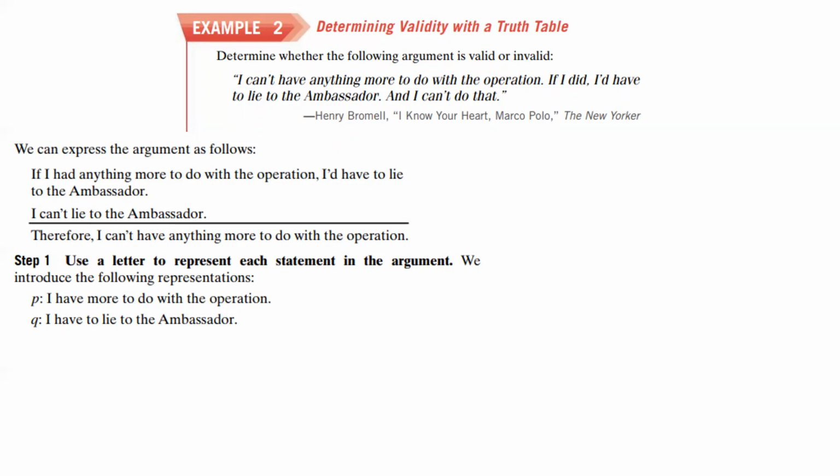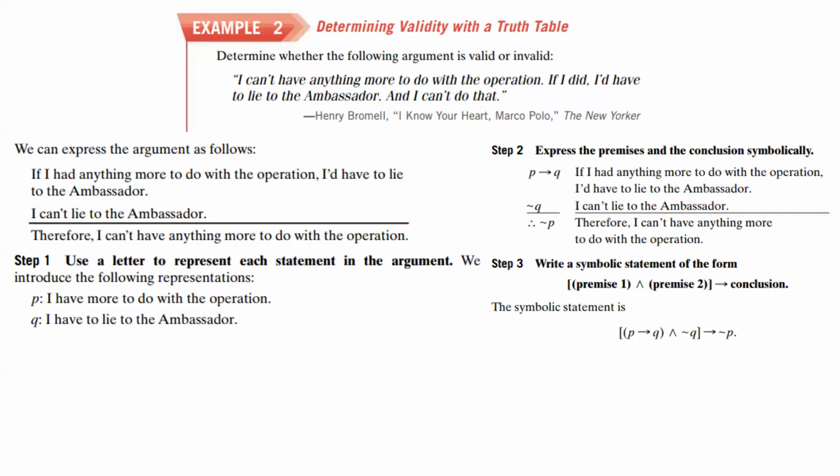Well, let's write it out. The format with our two statements is: if I have anything more to do with the operation, I'd have to lie to the ambassador. That's my first statement. I can't lie to the ambassador. That's my second statement. Therefore, my conclusion is I can't have anything more to do with the operation. So let's say P is I have more to do with the operation. Let's say Q is I have to lie to the ambassador.